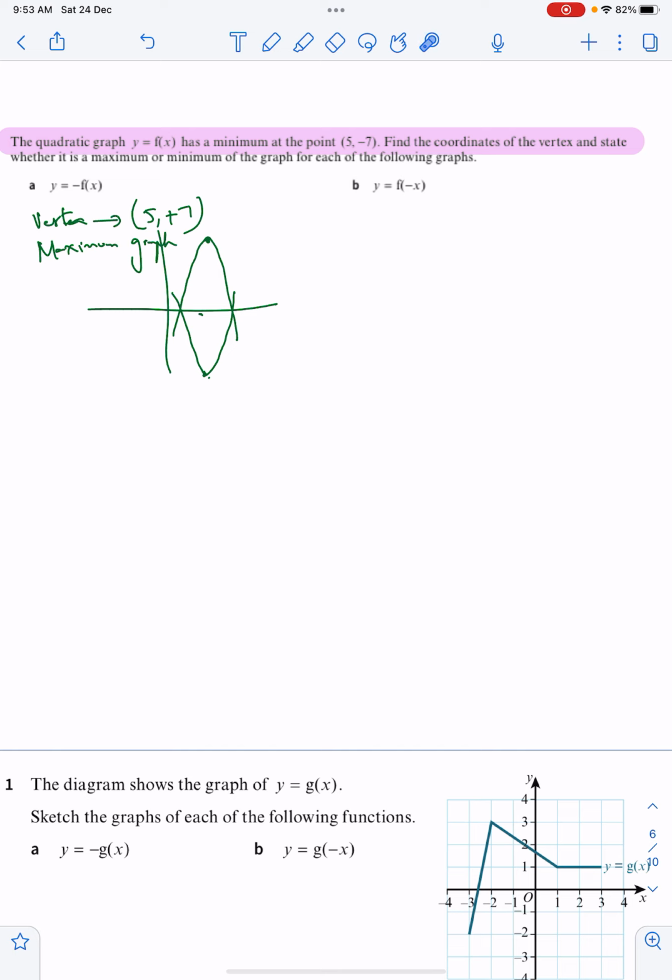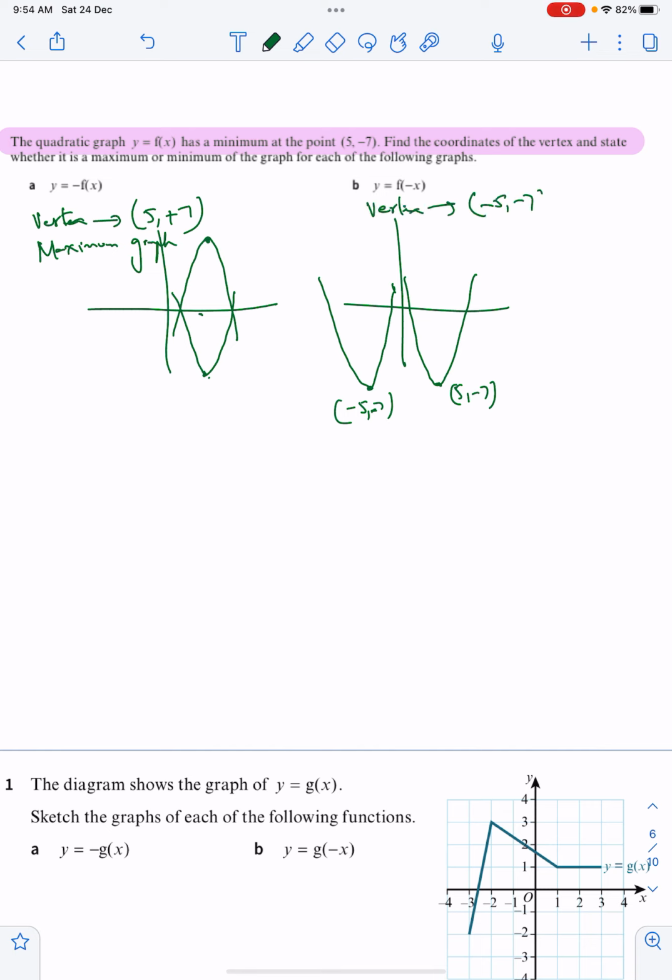Okay, moving on to the B part, it is very evident from here that we are asked to reflect the graph in the y-axis. So if this was the vertex 5 comma negative 7, if this was the original graph, and you're reflecting in the y-axis, this point 5 comma negative 7 is going to go on to negative 5 comma negative 7. The x coordinate will change the sign, the y coordinate will remain the same. So now it's going to be somewhat like this, and that means the vertex has shifted to negative 5 comma negative 7, and it is going to stay a minimum graph. It will be a minimum graph.